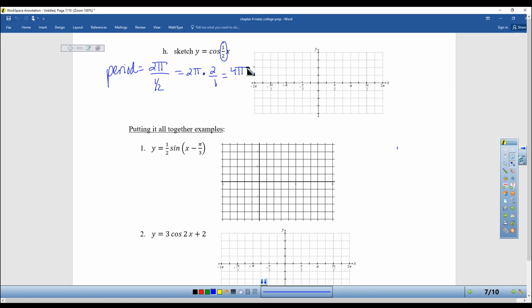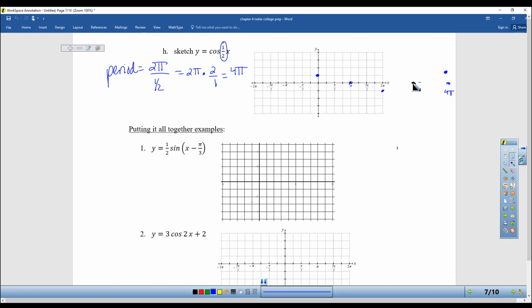Now this is interesting. I only have until 2 pi. So if it helps you, you could draw a little 4 pi just to give yourself a sense of where you're trying to get to. Cosine starts at 1 and it ends at 1. And in the middle, which in this case is 2 pi, it's down at negative 1. And then halfway, well, really a quarter of the way, but in the middle of the middle, it's at 0.